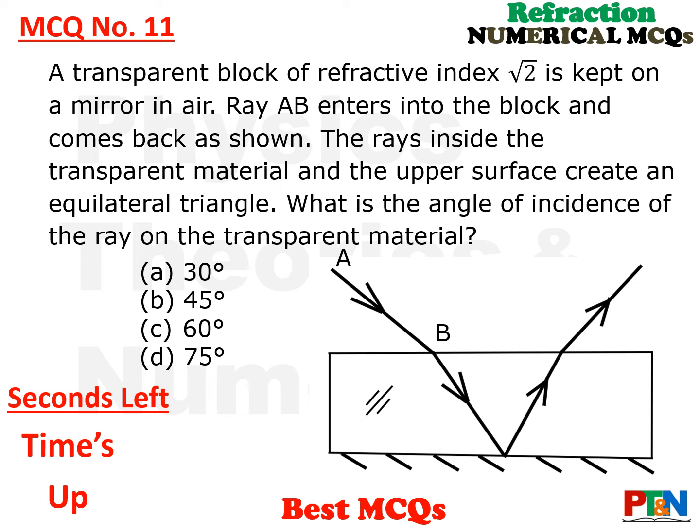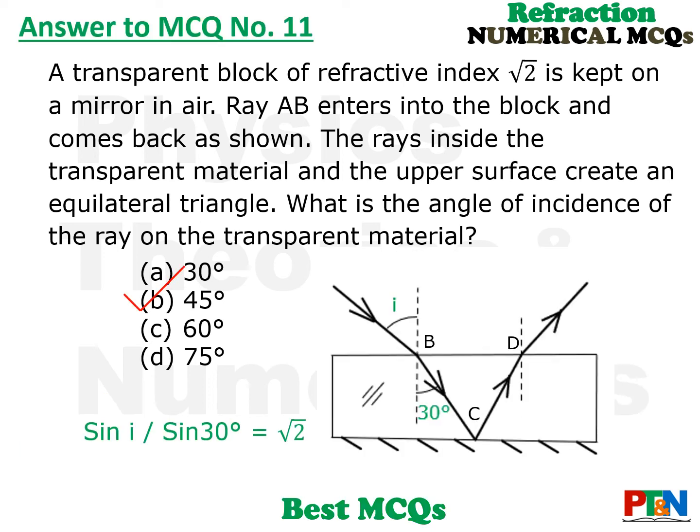Time's up. Let's see the answer. The answer is option B. It's an easy one. See, refractive index has been given. You need to find out the angle of incidence, so now you need to find out the angle of refraction. The triangle BCD is an equilateral triangle, so all the angles are 60 degrees. From that you find the angle of refraction as 90 degrees minus 60 degrees, that is 30 degrees. So you got the angle of refraction. You know the refractive index, you need to find out i. Sin i by sin r is equal to √2. So you get the value of i as 45 degrees.